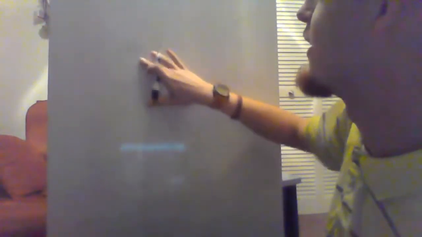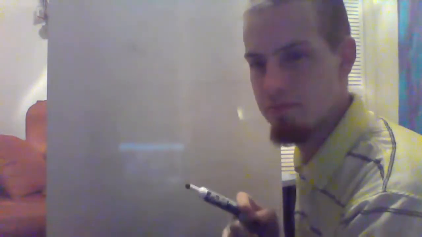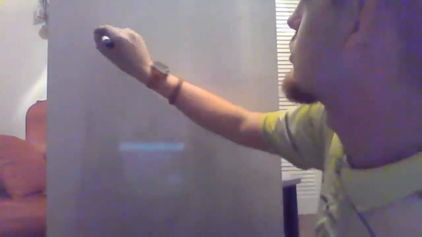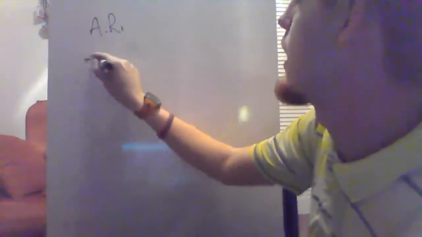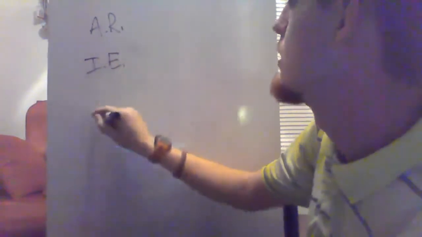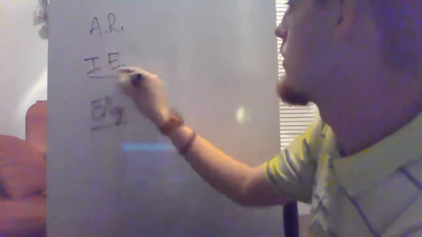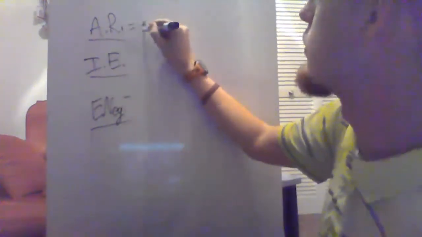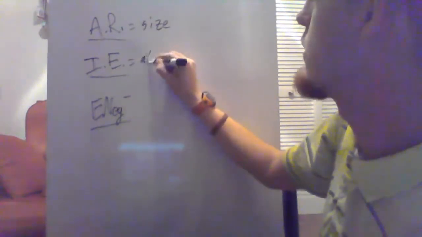So with this, yeah, periodic trends, we can do that for sure. With periodic trends, right, we got atomic radius. I'm just going to abbreviate it. Ionization energy and electronegativity. Okay. This is related to the size of the atom. This is ability.